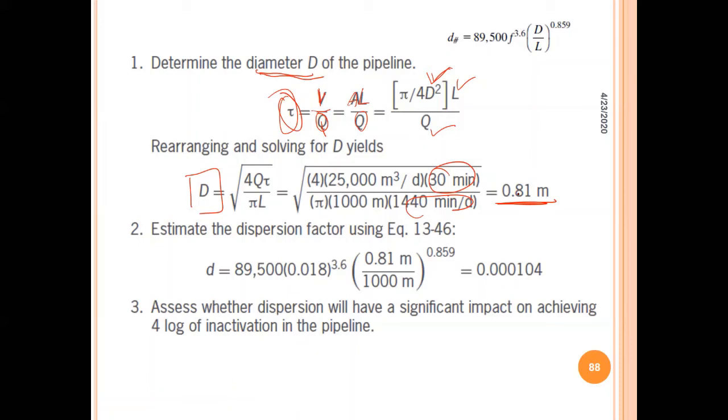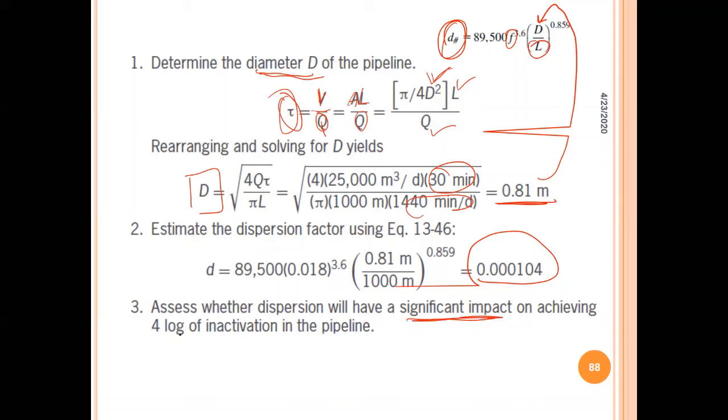Now the D is known. You can put it in here. We already know the length, and we already know the friction factor. We can calculate the dispersion number, which is 0.000104. So now we have to assess whether this dispersion will have a significant impact on achieving 4 log removal of inactivation in the pipeline or not.